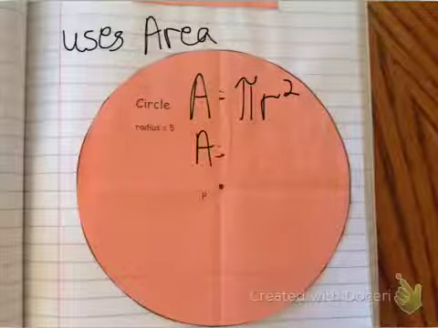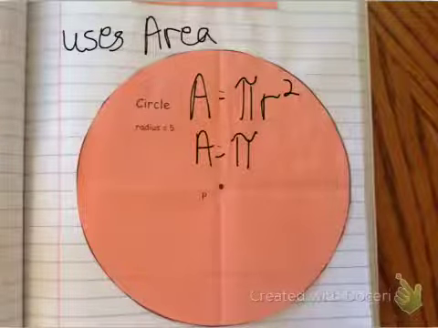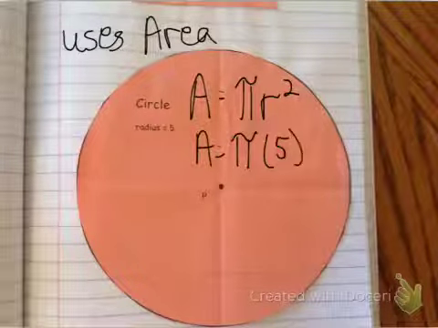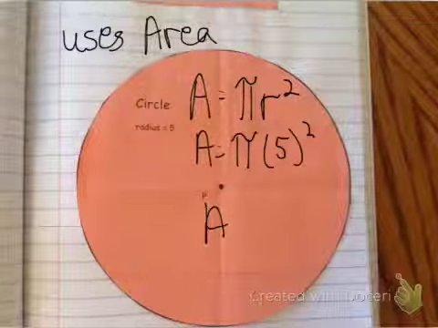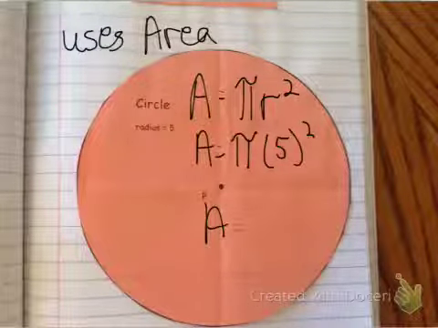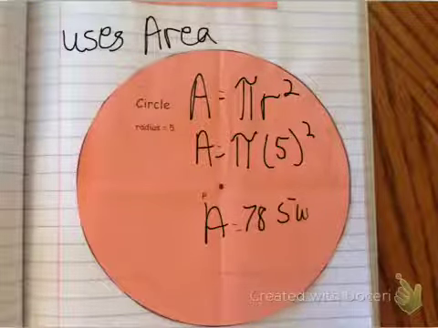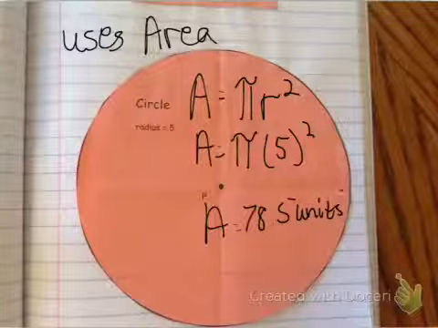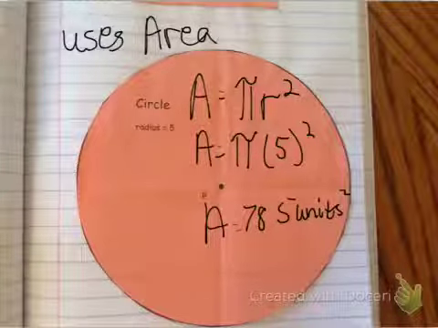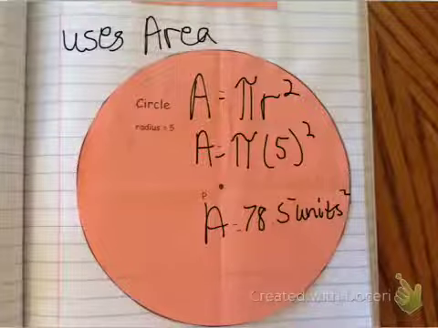So the area of our circle, see our radius is 5, is pi times 5 squared. And when we plug that in our calculator, we get 78.5 units squared. Now, let's go ahead and use the same area formula but apply it with sectors.